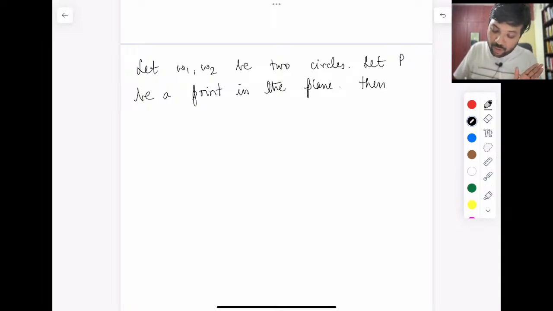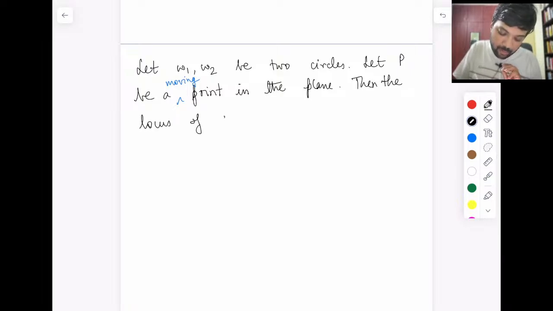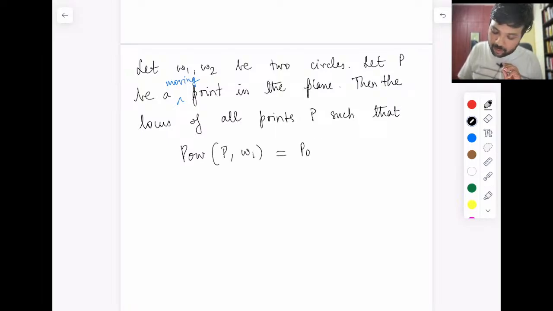Let P be, let's say, a moving point in the plane. That's important. Let P be a moving point. We want to define a locus, that's why. Let P be a moving point in the plane. Then the locus of all points P such that power of P comma omega 1 equal to power of P comma omega 2 is called the radical axis of the pair omega 1, omega 2.